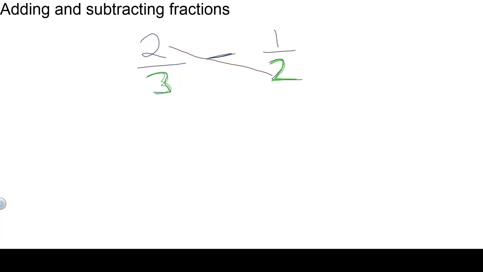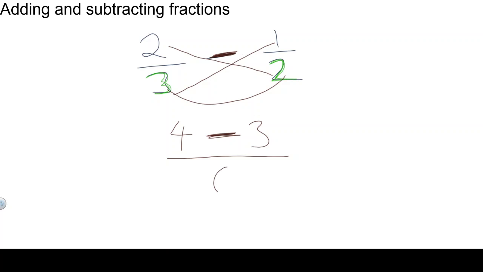2 times 2 is 4. 3 times 1 is 3. Don't forget the subtraction symbol there, put it there. And then 3 times 2 is 6. So that becomes 4 take away 3 is 1, and then that's 1 over 6.